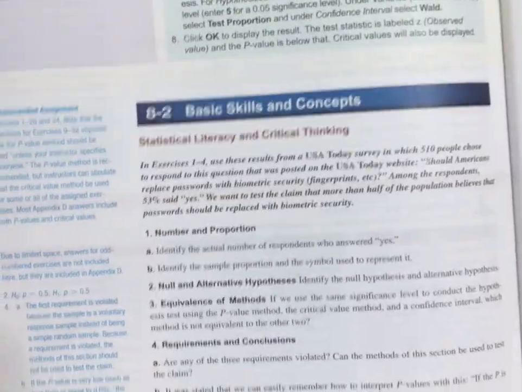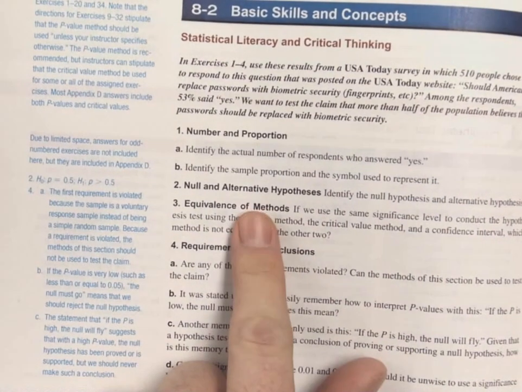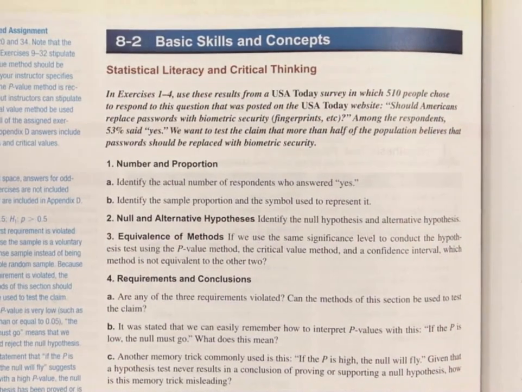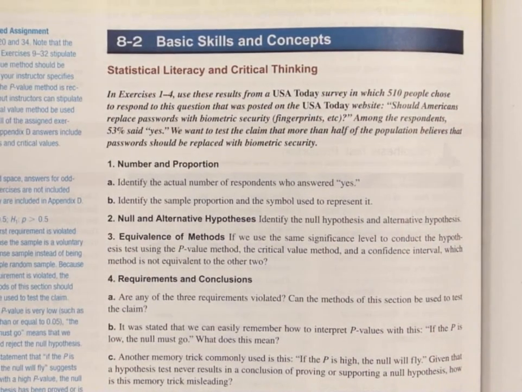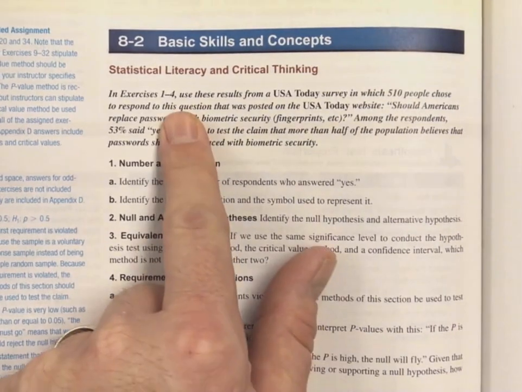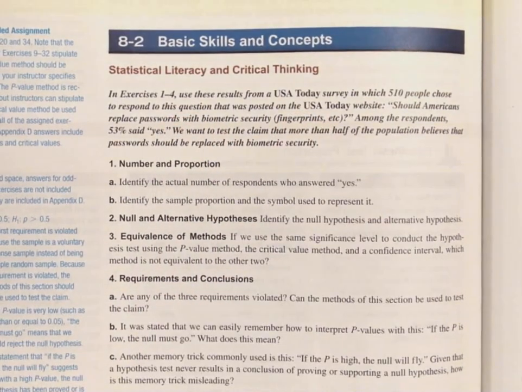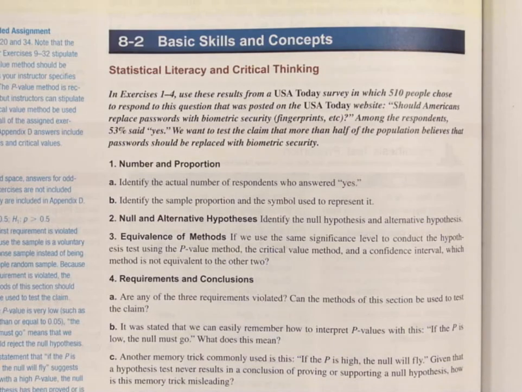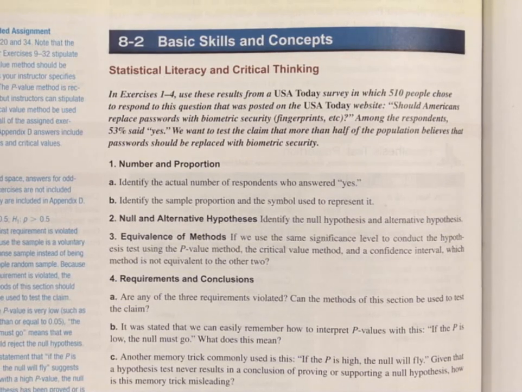So we've asked two. It says the null and alternative hypothesis. Make sure you guys can see this. So the null and alternative hypothesis, it says identify the null hypothesis and the alternative hypothesis. So I guess I have to read the stuff here. So in questions 1 through 4, use the results from USA Today survey in which 510 people chose to respond to the question that was provided on USA Today website. Should Americans replace passwords with biometric security? Amongst the respondents, 53% said yes. We want to test the claim that more than half of the population believes that passwords should be replaced with biometric security.